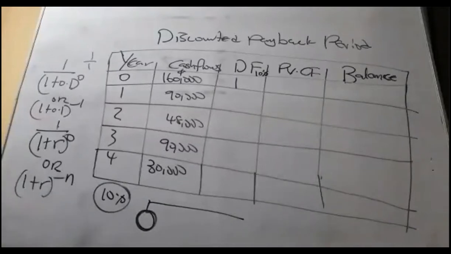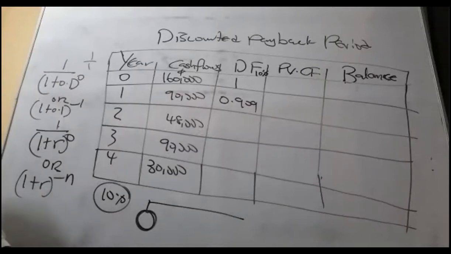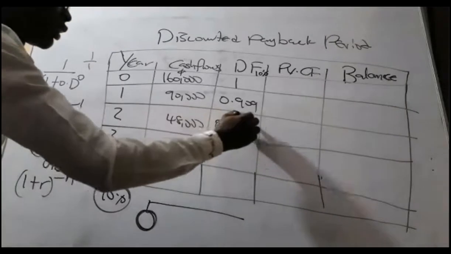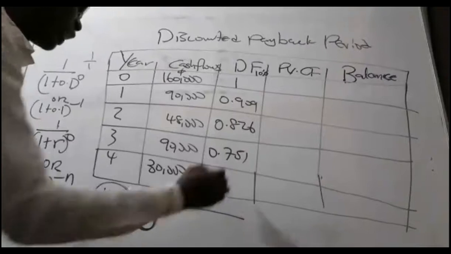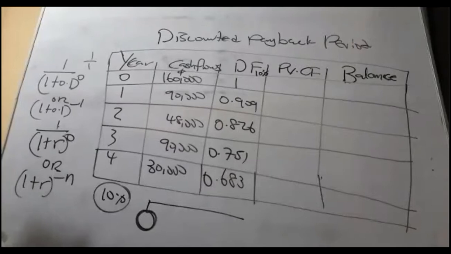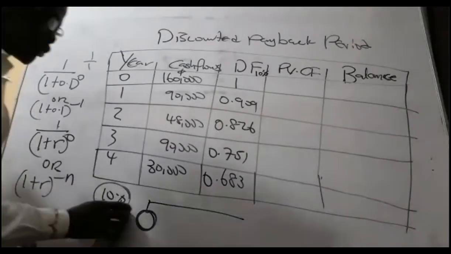Year 1. Okay. Let me fill in the blanks. 0.909. Agreed. Try that, and you get the same discount factor. So year 2 being 0.826, 0.751, and 0.683. Good. Then those are the discount factors. Then how do you get a present value?